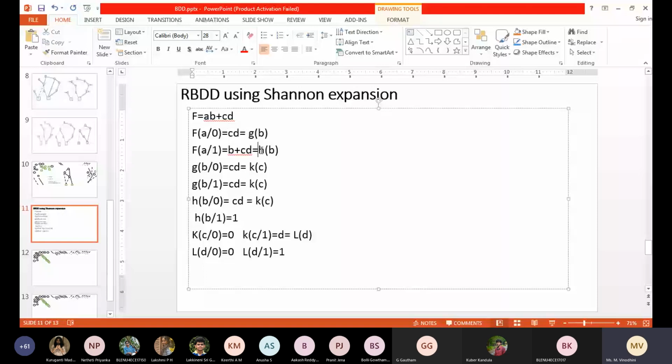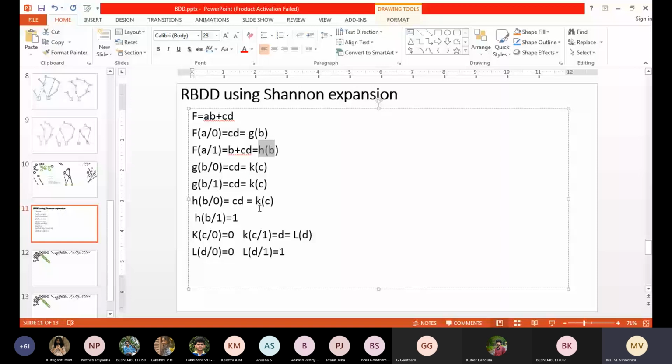Next, take the second H of B. Second H of B, B as 0, B as 1. I got CD and 1. Now look at this 4. Previously, the first level, 2 only we checked. In the second level, with respect to my second variable B, I got 4 answers. If you look at my 4 answers, 1 answer is 1. Other 3 answers are same. So I can assign only one unique variable.